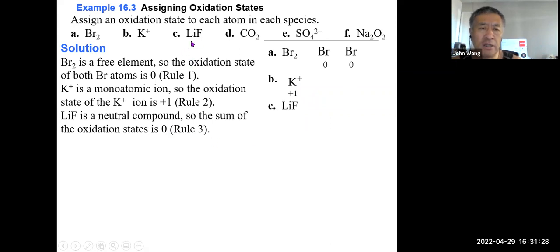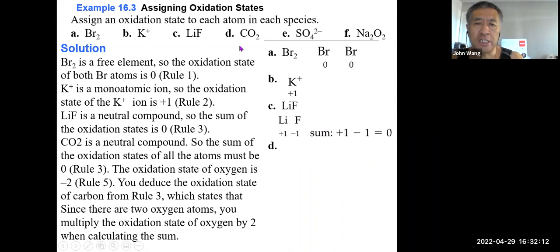Then this LiF is not a free element, it's a compound. So therefore, we cannot use rule 1 or rule 2 to get the answer. We have to go to rule 3. Rule 3 just tells you all the oxidation numbers added together should equal something. If the question is about a neutral compound, then adding all the numbers together equals 0. So therefore, we can say first we'll give Li +1, then the following will be -1.